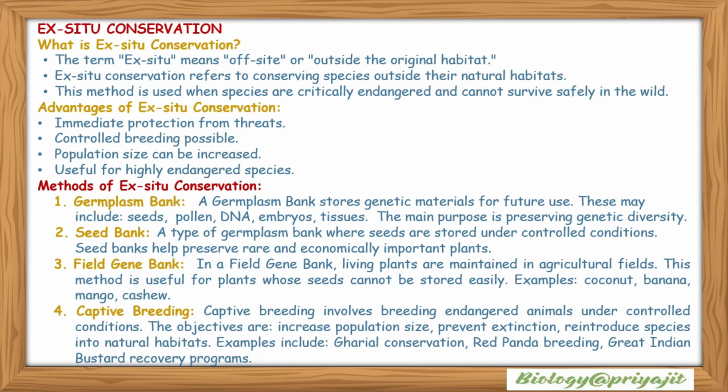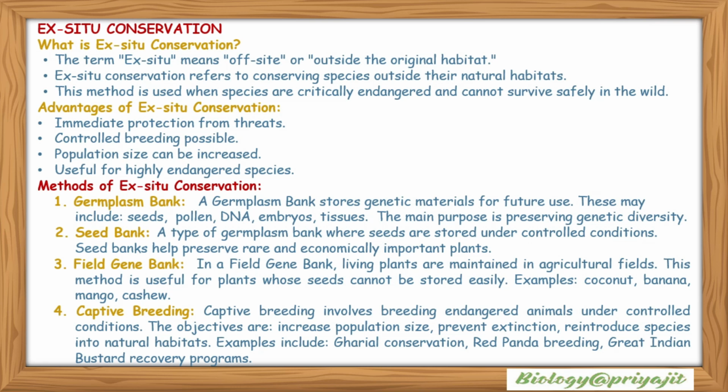A germplasm bank stores genetic materials for future use. These may include seeds, pollen, DNA, embryos and tissues. The main purpose is preserving genetic diversity. Seed bank, a type of germplasm bank where seeds are stored under controlled conditions. Seed banks help preserve rare and economically important plants. Field gene bank. In a field gene bank, living plants are maintained in agricultural fields. This method is useful for plants whose seeds cannot be stored easily. Examples include coconut, banana, mango and cashew.